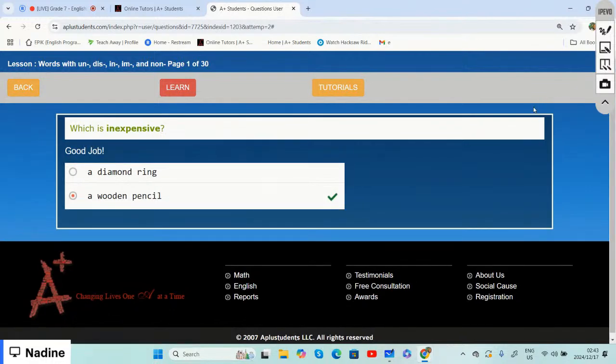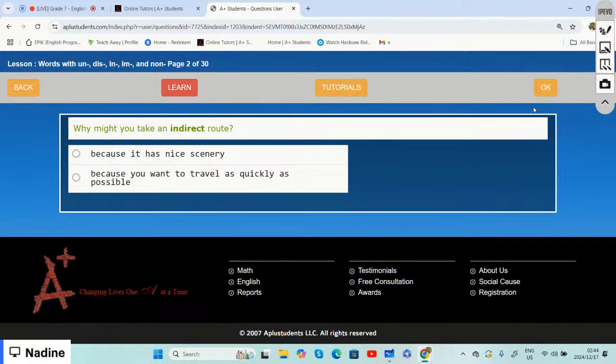Because you'll find a wooden pencil for less than $1 or something. I don't know how the currencies work, because we have rands and you guys have dollars, and our currency is way less than yours. I think the dollar is like 16 rand to our 1 rand.